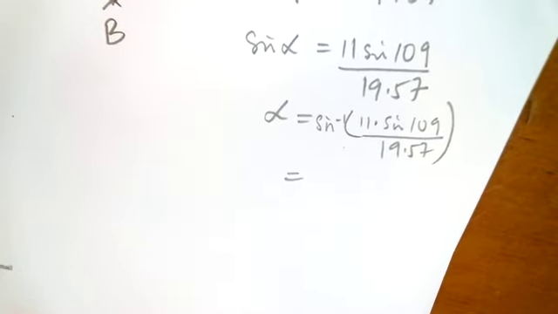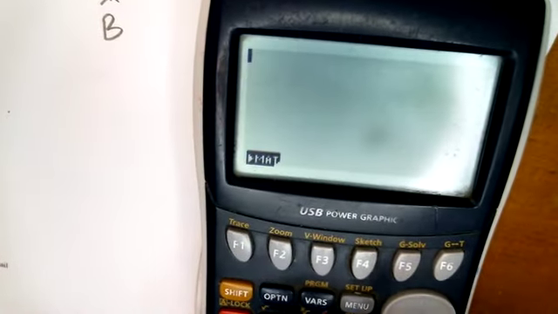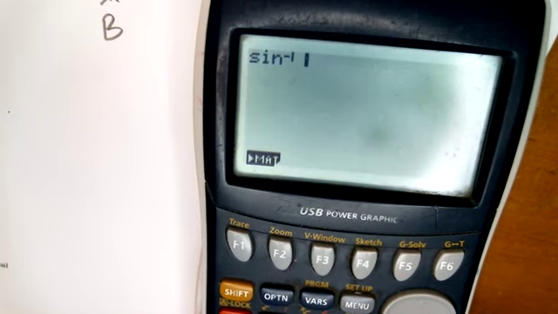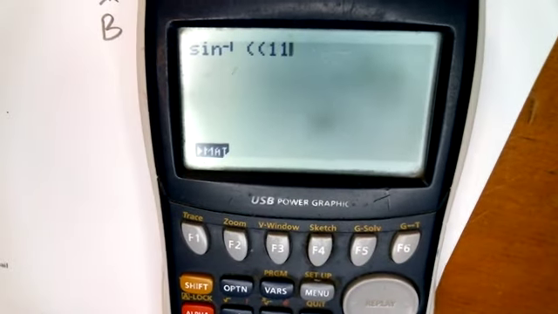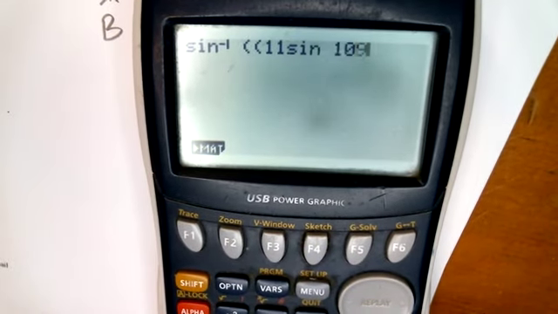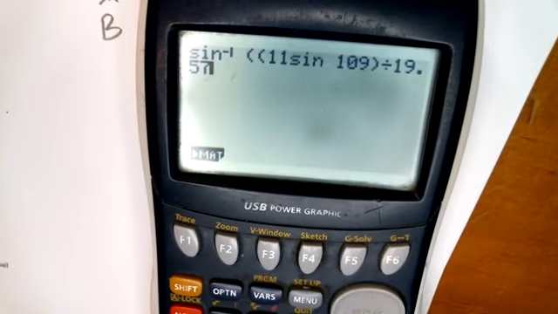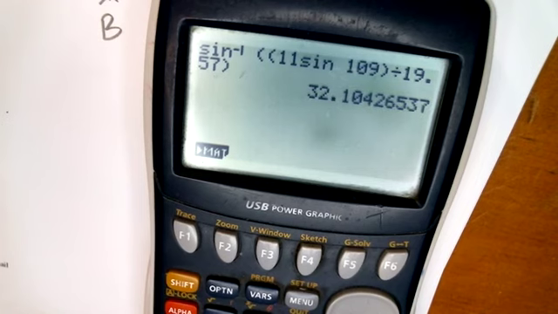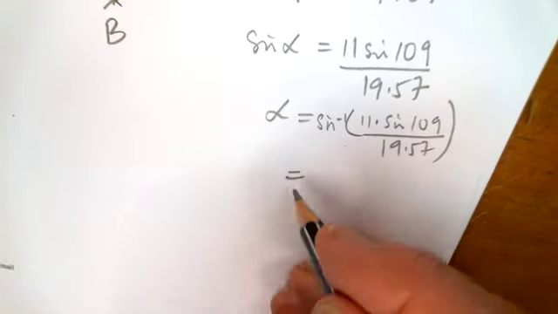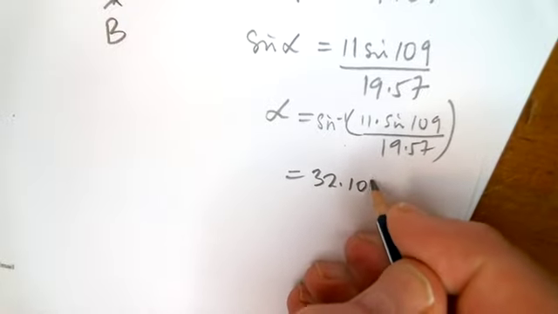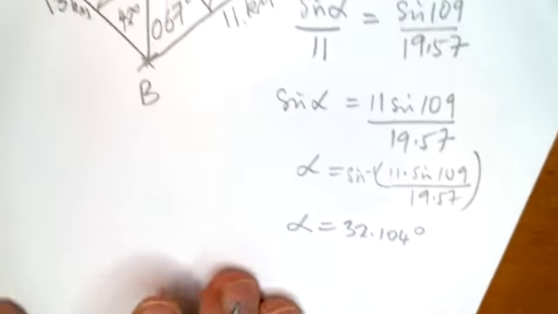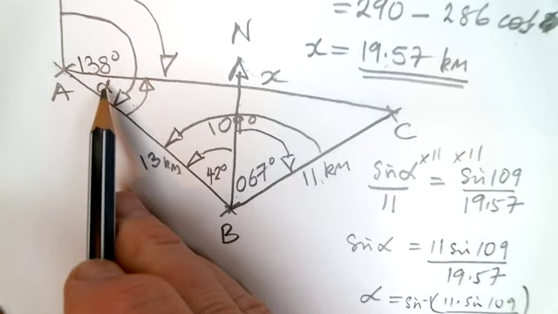Let's take a look what we get. So I've got the arcsine of 11 times the sine of 109, all over 19.57. Let's check that. Yeah, it was. Okay, good. Close brackets, equals, and we get 32.104 degrees. That's alpha. So this angle here is, we'll just call it 32 for ease of use.